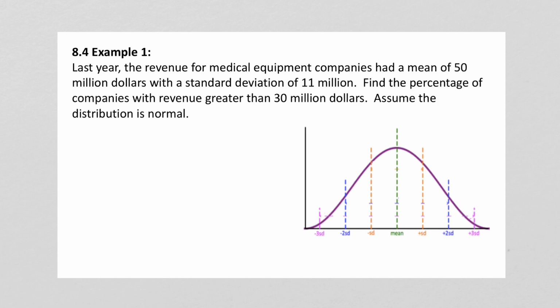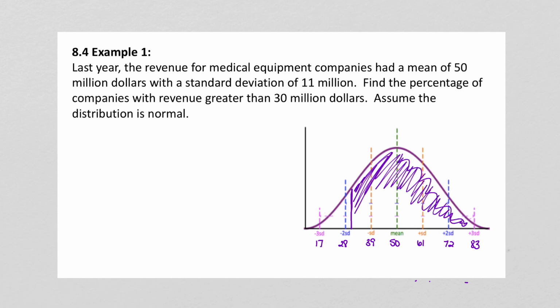So in this case, it doesn't say anything about the empirical rule. The empirical rule might work, and so we can go over to this graph and see if it does. We've got 50 as our mean, and 11 is the standard deviation, so that would take us up to 61, 72, and 83, and down to 39, 28, and 17. We want greater than $30 million, so that's about right here. It's not quite 2 standard deviations below the mean. And so we're not going to be able to use our empirical rule because it's not exactly 2 standard deviations below the mean.